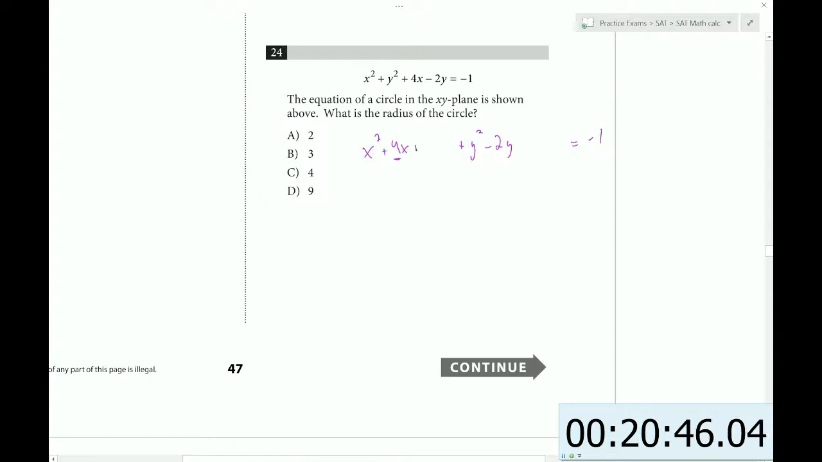So we add that to both sides. And we do the same for the y's. We halve 2 and square it. So we get 1. Add that to both sides. Now we can factor these down, but basically the radius squared is going to appear on the right side. So these cancel out, and we just get 4 is the radius squared, and so the radius would equal 2.